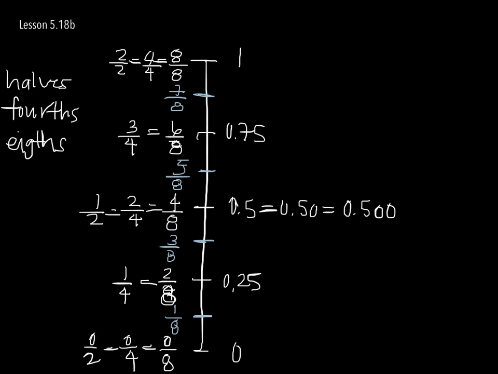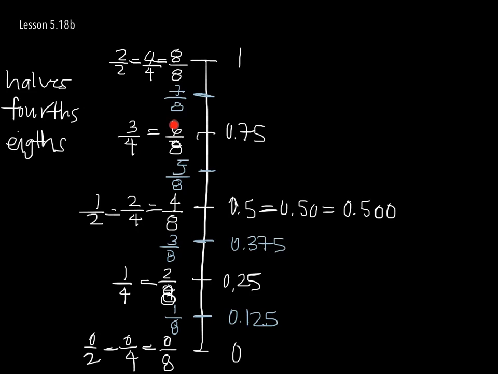So if we cut 2/8 in half to get 1/8, then we're going to have to cut 0.25 in half, and what we're going to get is 0.125. Same way, in between 4/8 and 2/8 we have 3/8. Well, in between 0.5 and 0.25 we're going to have 0.375.